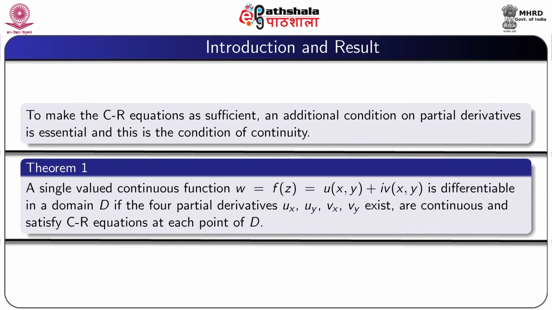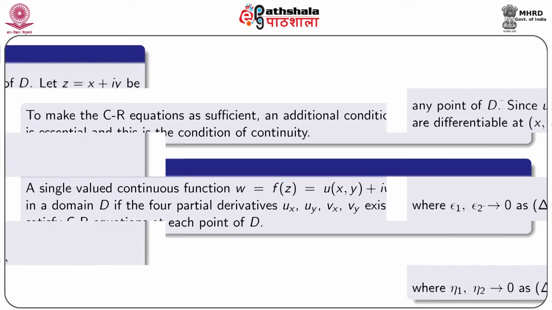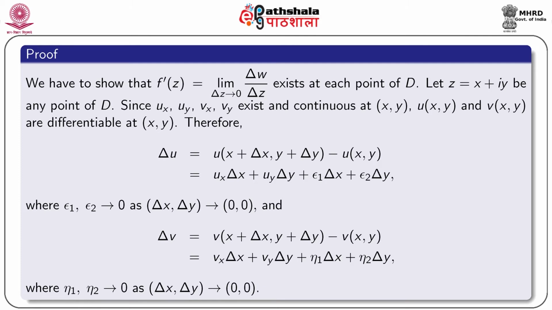And we prove the result: a single valued continuous function w equal to f(z) equal to u(x,y) plus i v(x,y) is differentiable in a domain D if the four partial derivatives u_x, u_y, v_x, v_y exist, are continuous and satisfy the Cauchy-Riemann equations, that is u_x equal to v_y and u_y equal to minus v_x at every point of D. So we give the proof of the result.